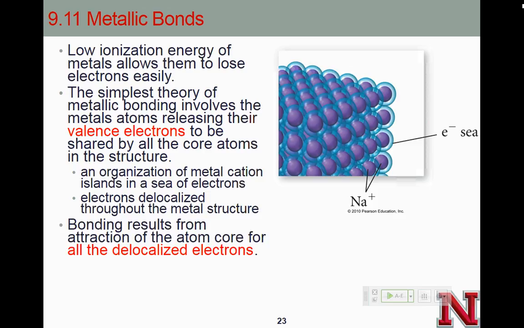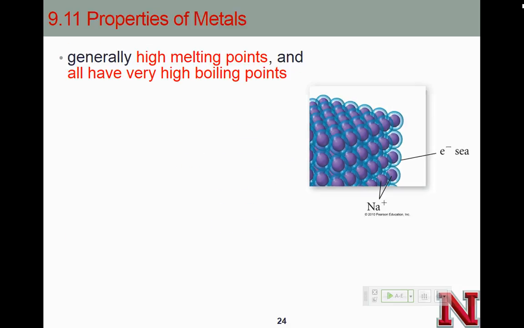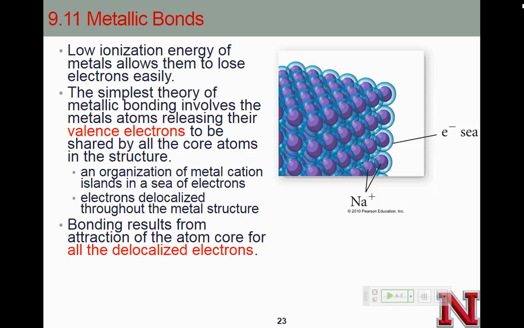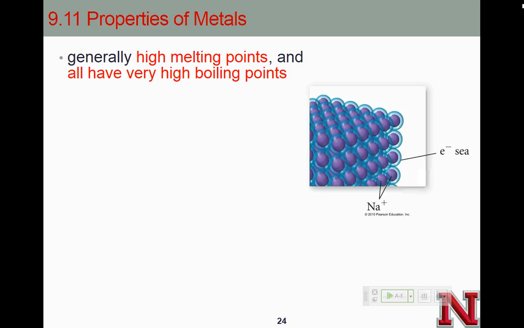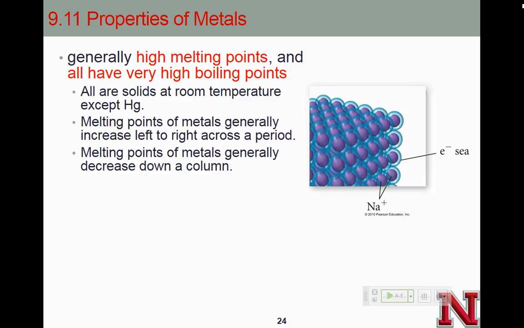The bonding results in all of the electrons being delocalized, and that actually explains a lot of things. One, it explains why metals conduct electricity, because the electrons are delocalized. It's easy for it to conduct other electrons because the electrons aren't stuck on one atom. It explains the fact that our metals have high melting points and very high boiling points. All of our metals are solid at room temperature, except for mercury. Mercury is weird. Mercury is a liquid at room temperature. But this big attraction between all of that sea of electrons is what gives them really high melting and boiling points.